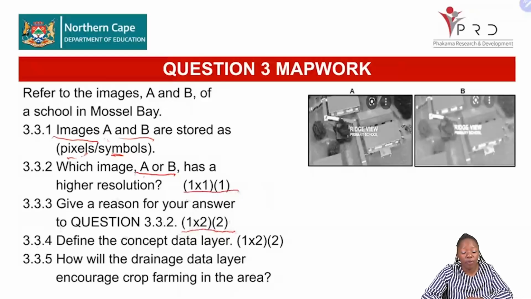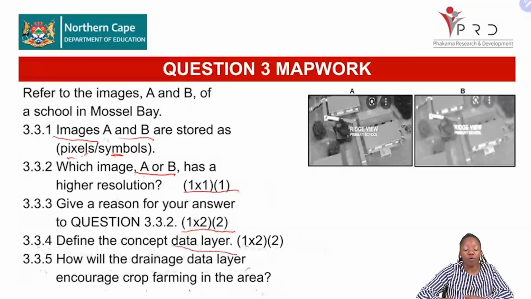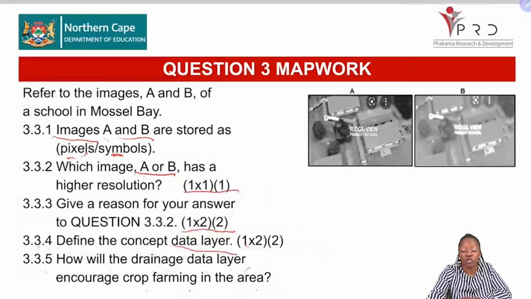Then your 3.3.4, you define the concept data layer. As you are defining, remember you give a full explanation, so 1 times 2. Then 3.3.5, how will the drainage data layer encourage crop farming in the area? I'm going to give you 7 minutes to work on these 5 questions, and then after 7 minutes we will do our solutions.